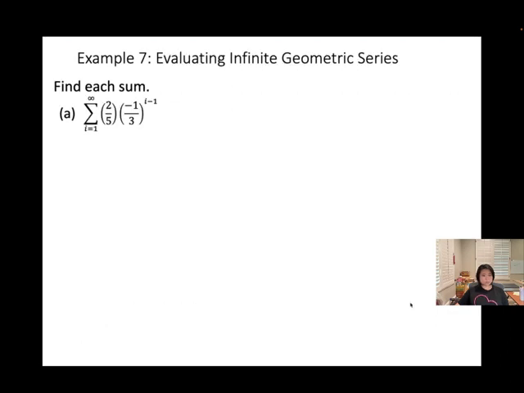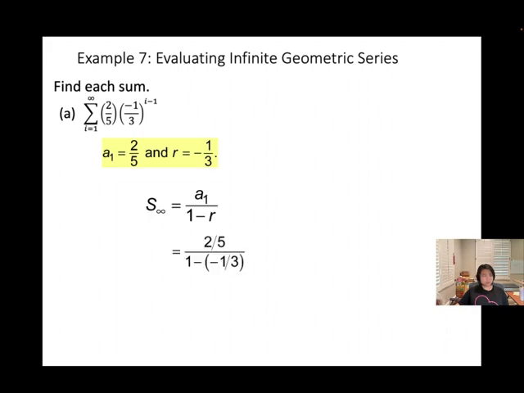Okay, this one. Find out what is your A1, what is your R. This guy will be the A1, right? And this is going to be your R here. Okay, so this is good. The R is less than 1, right? Strictly less than 1. So we should be able to find the limit. Plug it into the formula. You should get 3 over 10.